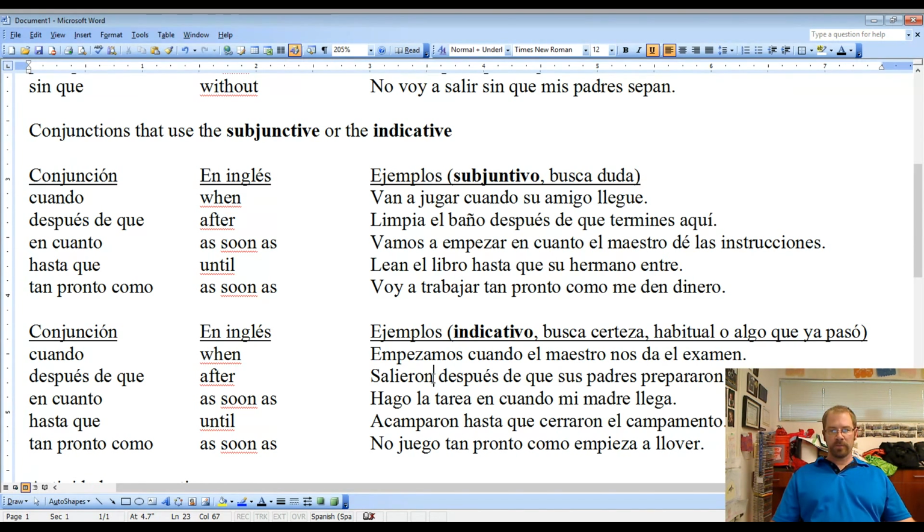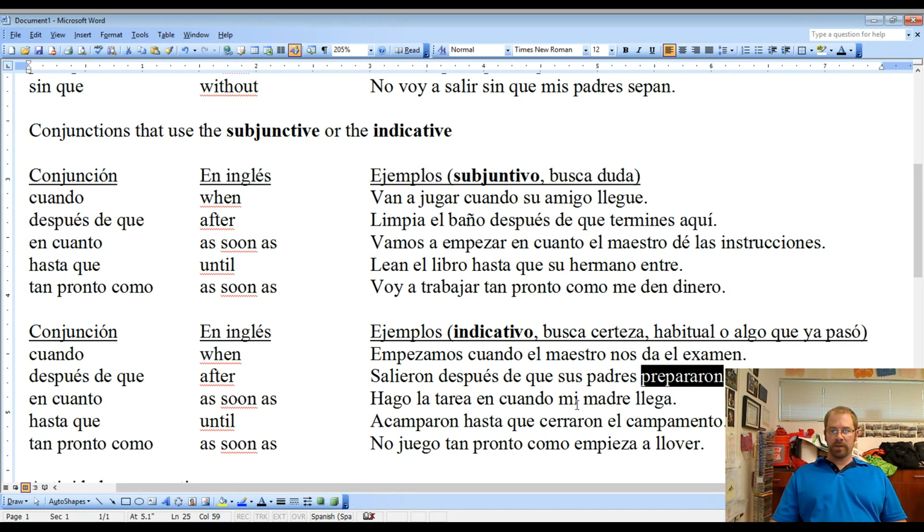The next one, salieron. Hopefully you recognize that as the verb salir in the preterite. So I'm saying they left after their parents prepared dinner. So this verb right here is also in the preterite because this is something that already happened. There's no doubt there. It's just this happened and that happened. So it's both within the preterite.